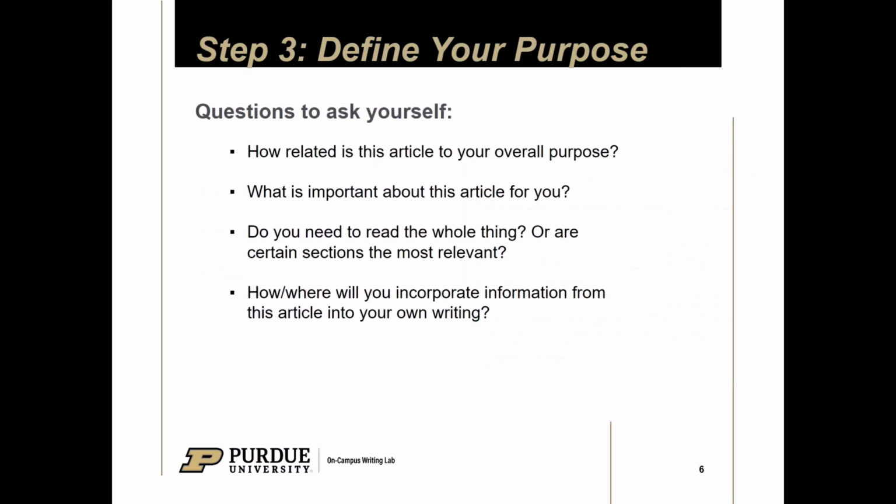Finally, you'll want to consider how an article fits with your needs and the goals of your writing project. If a reading was assigned for a course, you might ask yourself why it was assigned and how it relates to the course content. When you're reading for your own project, you should keep the goals of your writing in mind. Use those goals to focus your reading. Questions you can ask yourself to sharpen your purpose include: is this article related to your purpose? What's most important about this article to you? Can you focus your reading on certain sections? And how do you want to use this article as you begin writing?